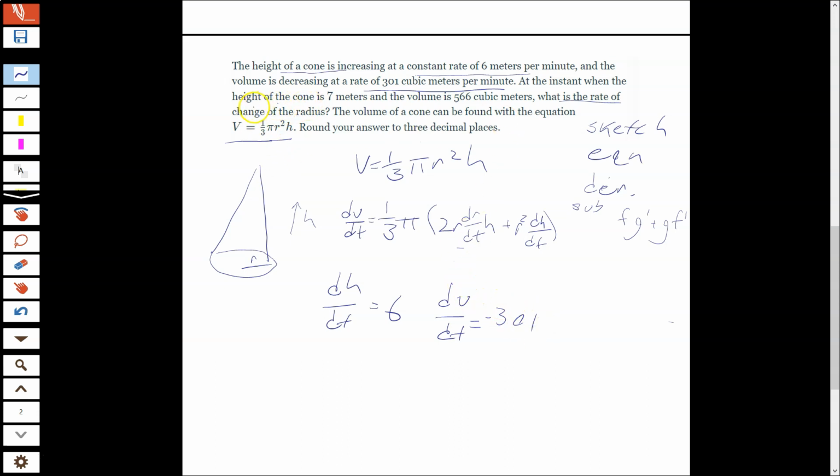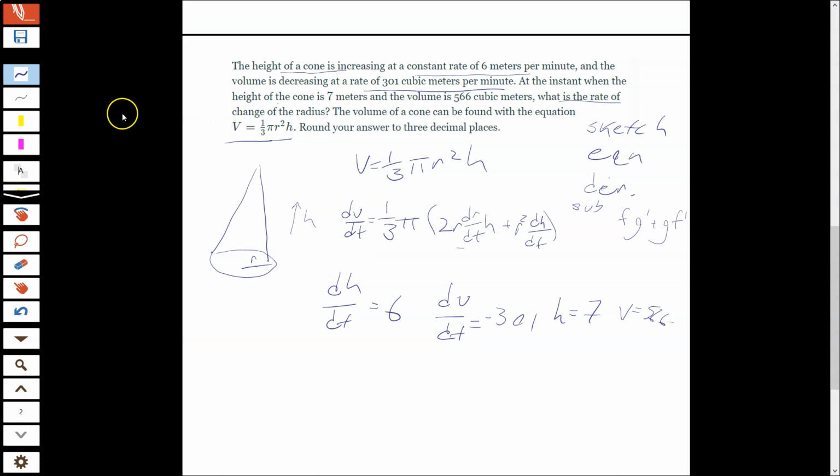And then moving further in the text, the height of the cone is 7 meters. So no changing happening there, right? It just says the plain old height of the cone. So 7 meters is h. The volume is 566 cubic meters. What is the rate of change of the radius?